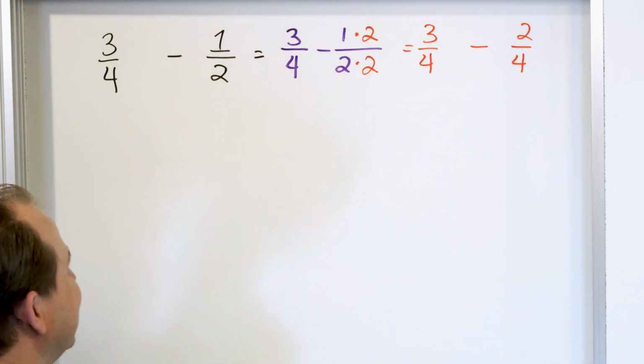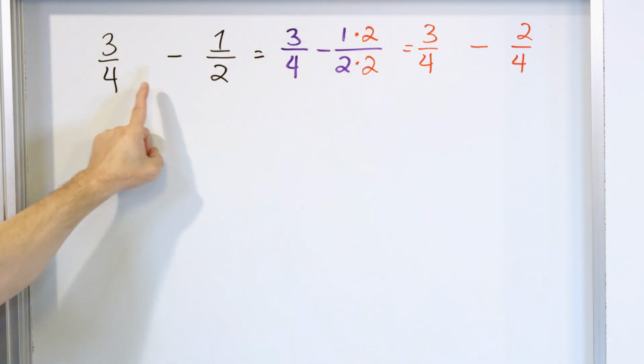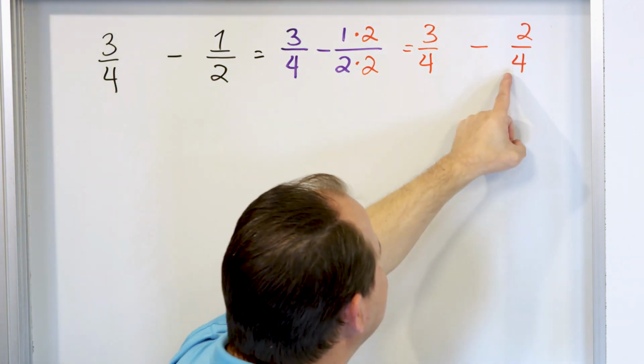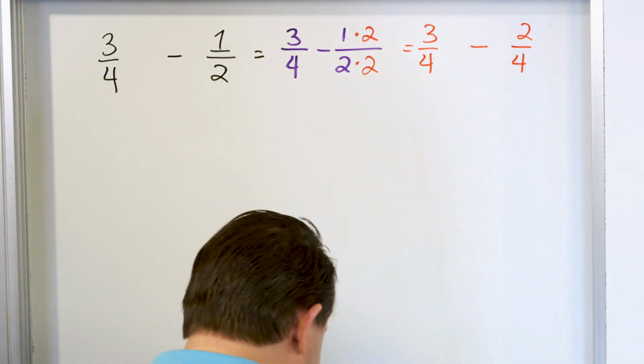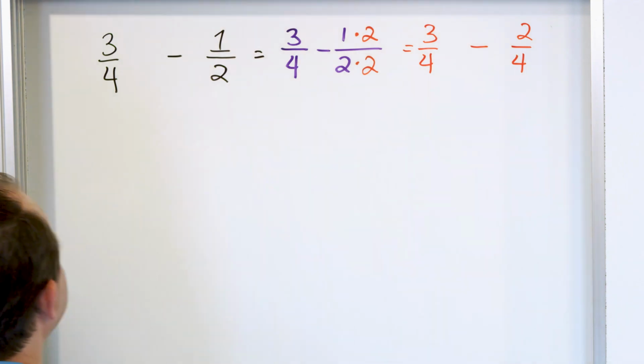Now what we're basically saying is that this fraction 3/4 remained unchanged from the problem, but the fraction 1/2 is exactly the same as the fraction 2/4, and so we haven't really changed anything, even though it looks a little different. So let's see what this looks like.